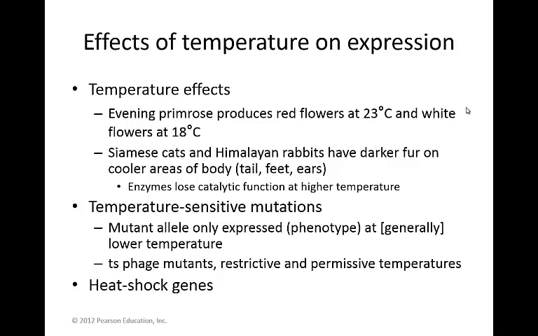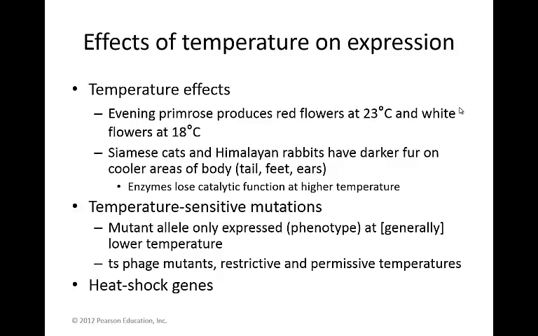Things like Siamese cats and Himalayan rabbits are going to have darker fur on cooler areas of their body: their tail, their feet, their ears. And if you think back to Biology 111, we talked about enzymes. Enzymes can lose their catalytic function at higher temperatures. And so at these higher temperatures, you may just see these different effects because the enzymes aren't able to function as fully.